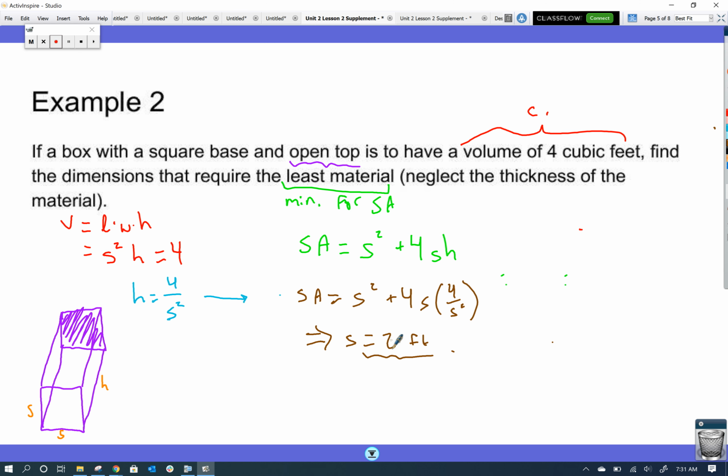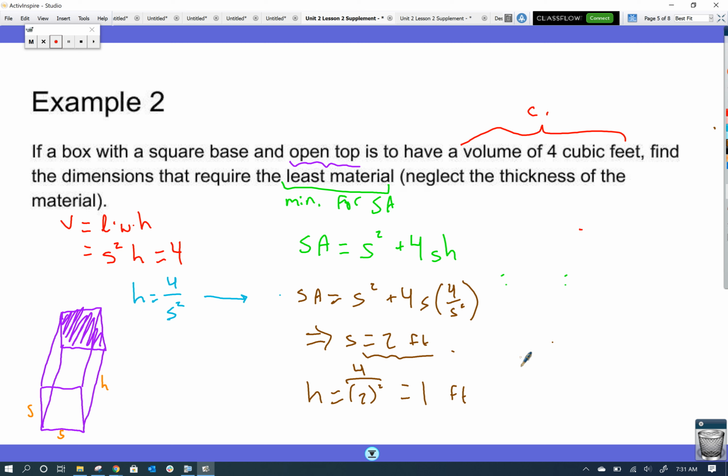Well, we found one of the dimensions. And what are dimensions? Well, we have like a length times width times height. And we already found the length and the width. So now we just need to find the height. So let's do h. Let's find h. H is, oh, we have 4 divided by 2 squared. So let me do this. 4 divided by 2 squared. That is 1. Okay, well, would you look at that? 1 foot.